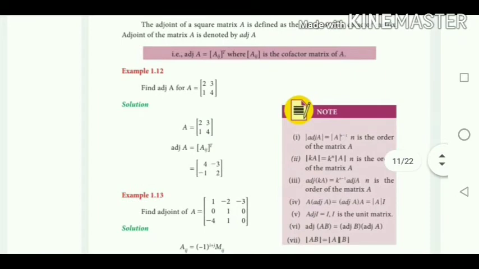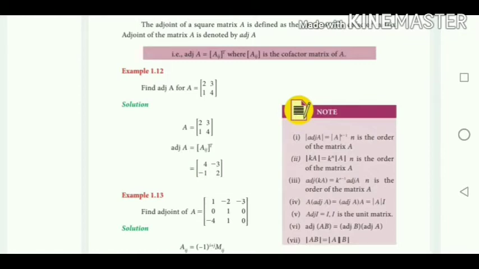here, example 1.2 is given. It is a 2 into 2 matrix. Find the adjoint of A for A equal to 2, 3, 1, 4. Adjoint of A equals the transpose of A ij. That is, you have to find the transpose.